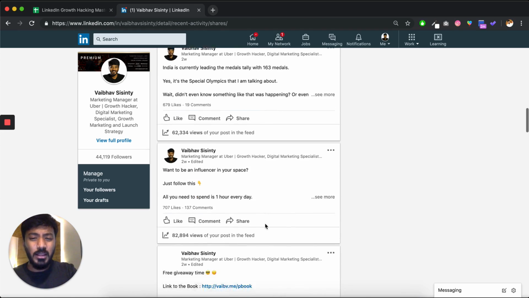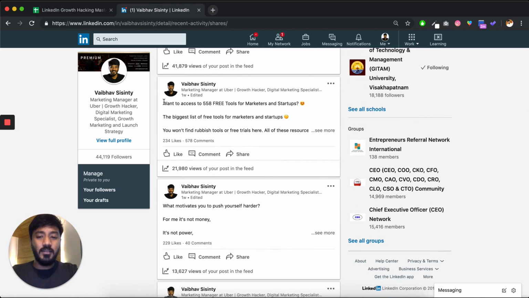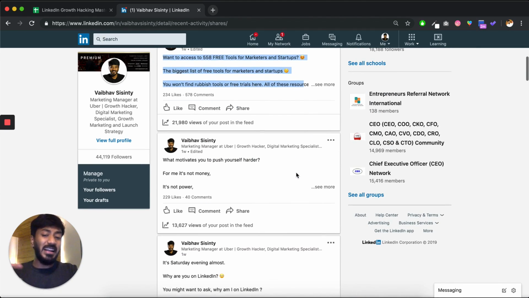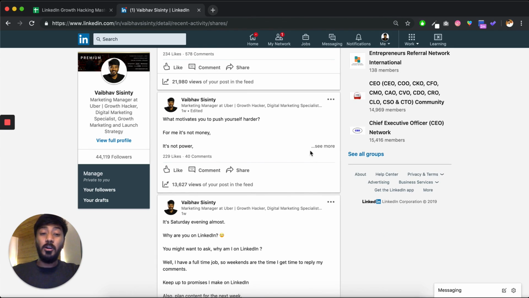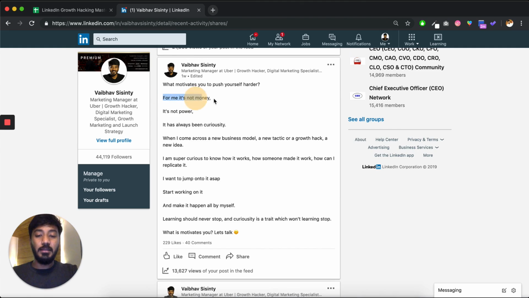If you go through all of my posts, there are two things that you notice. I don't have paragraphs of dumped content. I always break them into single lines, and I don't have paragraphs. The reason: it all of a sudden makes it really easy. Now look at this. This is a really long one, but there are simple single lines. "What motivates you to push yourself harder? For me, it's not money, it's not power, it's always been curiosity. When I came across a new business model, a new specific tactic or a growth hack, a new idea, I'm super curious to know how it works, how someone made it work, how can I replicate it?"